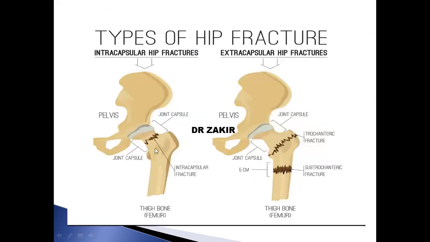Here we can easily see the intracapsular fracture in the mid of the neck of the femur, and this is the trochanteric area, and it's called an intertrochanteric fracture. And within 5 centimeter of the lesser trochanteric area is a subtrochanteric fracture. So we can easily identify intracapsular and extracapsular hip fracture.